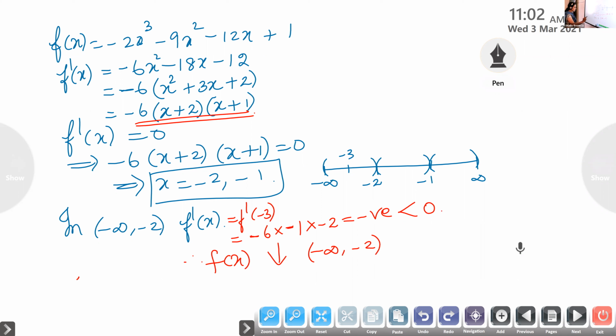Now take the next interval, minus 2 to minus 1. In the interval minus 2 to minus 1, which number will you consider? Which one will you be taking here?